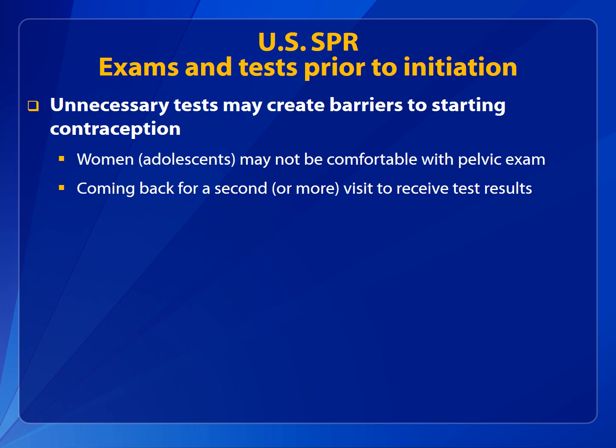For example, a pelvic exam itself may be a barrier to women getting contraception, especially adolescents, if they are not willing to participate in the exam. Waiting for test results may be another barrier that delays contraceptive use. The U.S. SPR provides recommendations that address exams and tests needed prior to starting a woman on a method.